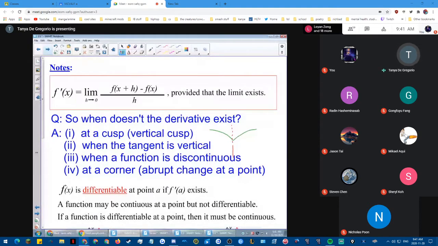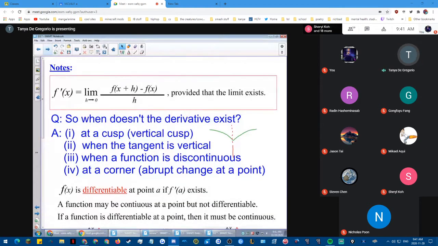What's the slope of a vertical line? Undefined. Okay, so at a vertical cusp, when the tangent is vertical, the slope is undefined. When a function is discontinuous, I think for obvious reasons we can see why. If a function is discontinuous, then where's your tangent going to go? We've got two different points. It's broken. Yeah?